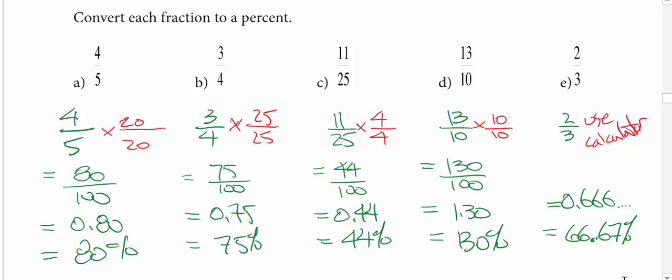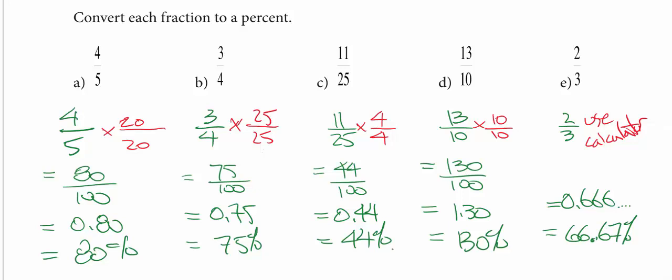So for B in example 7, 3/4, in order to make the denominator 100, multiply 25 times 4. But if I do that to the bottom, I've got to do that to the top. So 3 times 25 is 75. So 3/4 is equivalent to 75 100ths, which is 0.75. So now you have the decimal form of the percent; multiplied by 100, 75%. Same for 11/25ths, except now you're multiplying the top and bottom by 4. So you get the decimal form of the fraction. 11/25ths is the same as 0.44, or multiplying by 100, 44%.